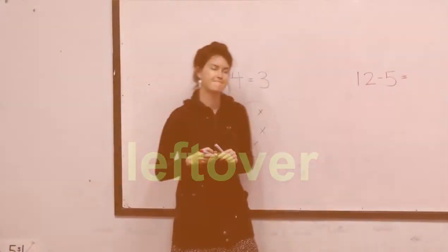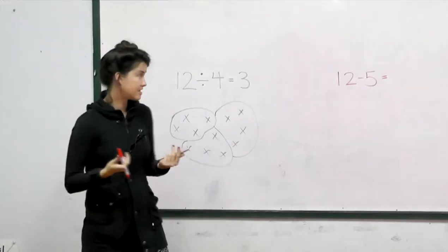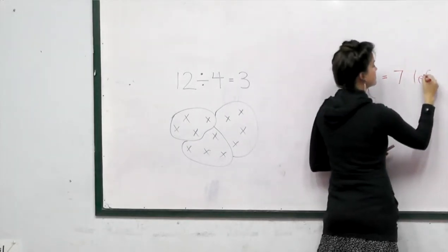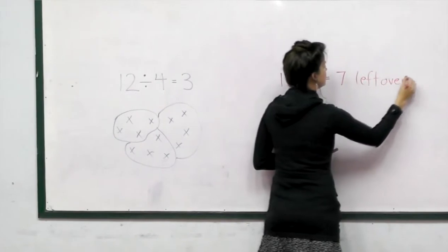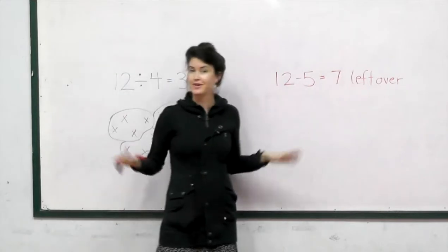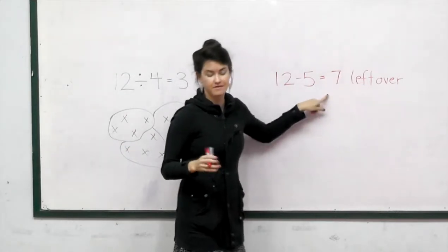So when we have extra things left over from our problems, something that's left over means something that's extra. So if we have something like 12 minus 5. What's 12 minus 5? Equals 7. Yeah, 7. So we have 7 left over. If we had 12 birds and 5 of them fly away, there are 7 birds left over.